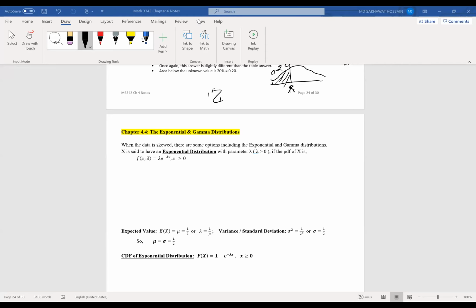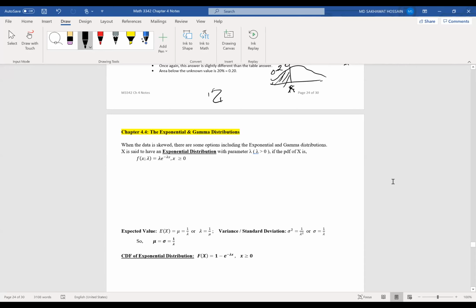In the last class, we finished section 4.3. In today's class, we'll start section 4.4, the last section of this chapter. After that, we'll start chapter 5. From chapter 5, we are not going to cover all the sections, just two sections.